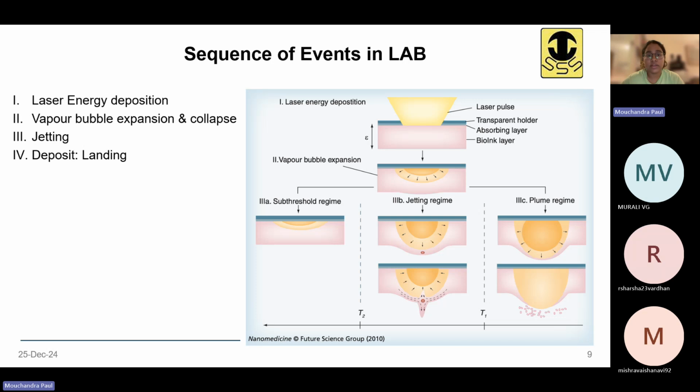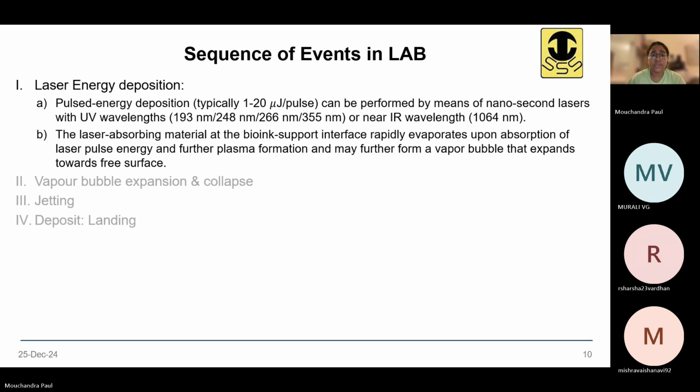First, there is laser energy, right? That, as I said, is important for determining the volume of the droplet that you'll get at the end, right? Now, how does that affect it? Usually the pulsed energy that you use is in the range of 1 to 20 microjoule per pulse. So the pulsing rate you fix, all right? Let's say you fix it at 5 kilohertz to 100 kilohertz.